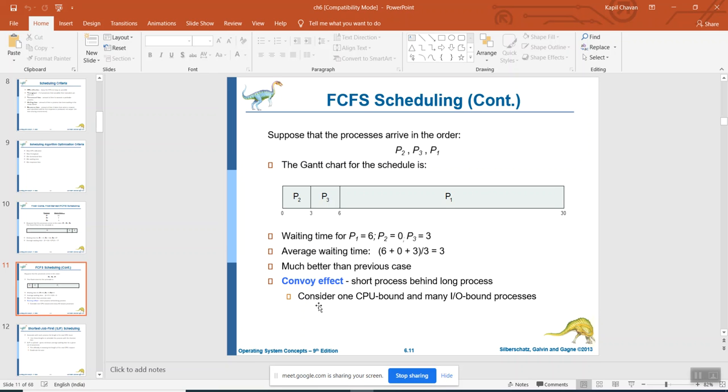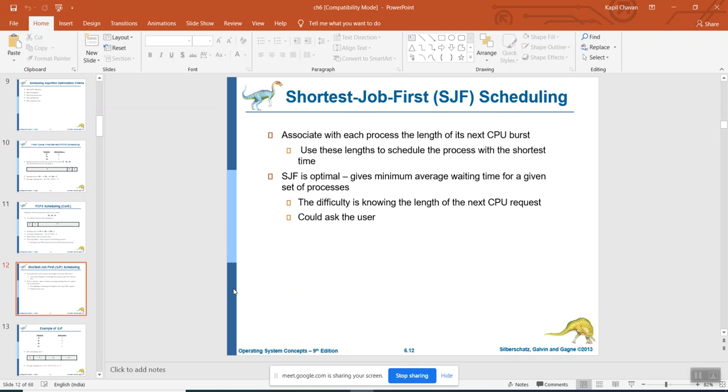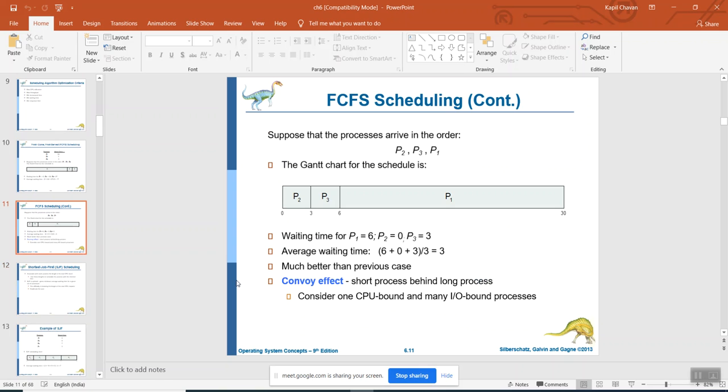Another condition we can consider is one CPU-bound and many I/O-bound processes. That will help for good efficiency or good output.